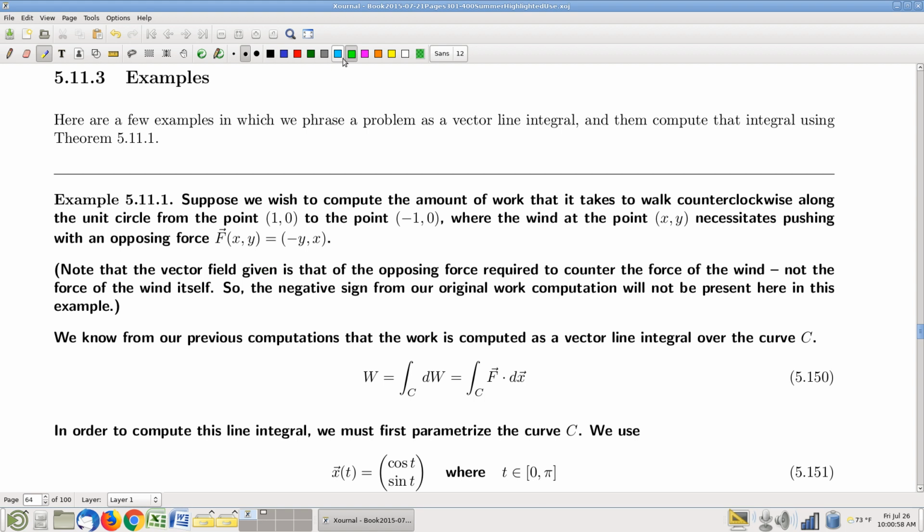As we go along that path, the wind necessitates pushing with an opposing force given by that formula. Now let's think about the whole minus sign business. Is this the force that I need to oppose, or is this the force that I am applying to oppose some other force? That's the latter here. It says right here, I am pushing with this opposing force. So we don't have to stick in an extra minus sign the way the problem was phrased. The force that I am applying is straight up given to me.